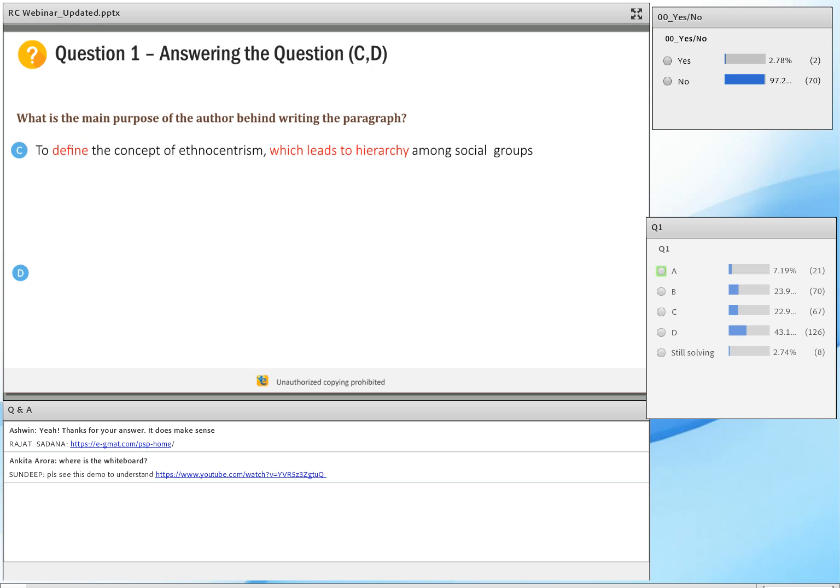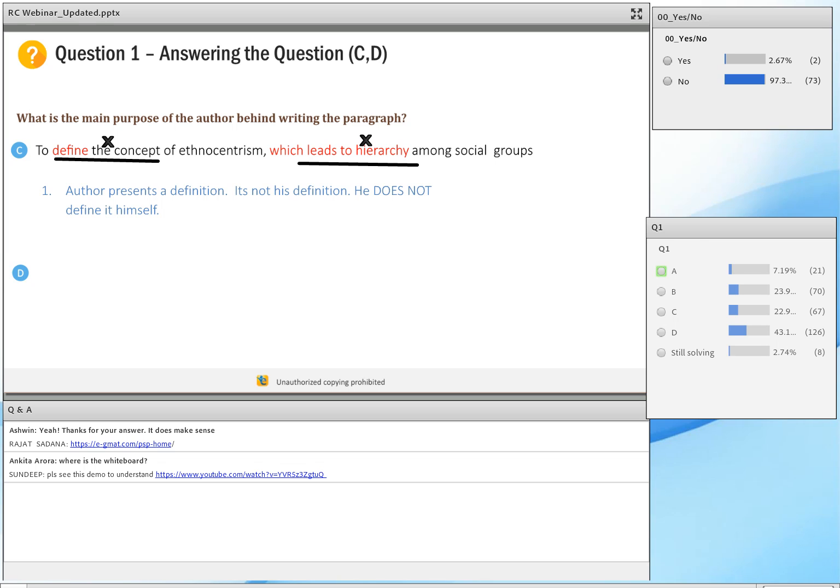First of all, the author doesn't define the concept of ethnocentrism. The author presents a concept of EC. And then this doesn't lead to hierarchy. The author doesn't talk about hierarchy among subgroups. So because this is wrong, this particular answer choice is wrong as well.